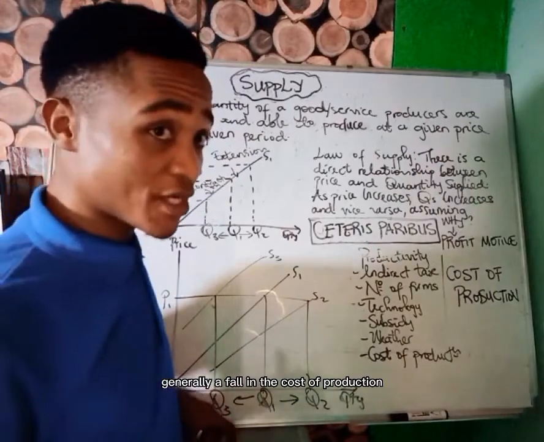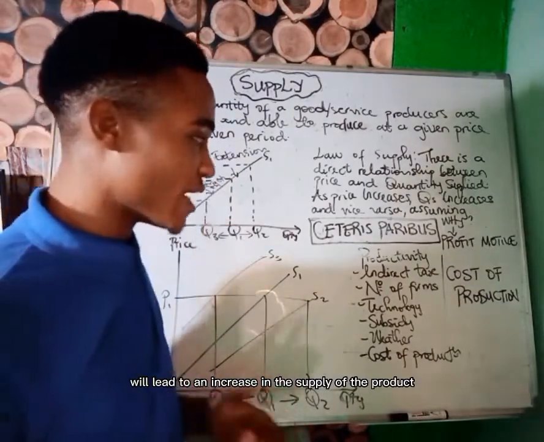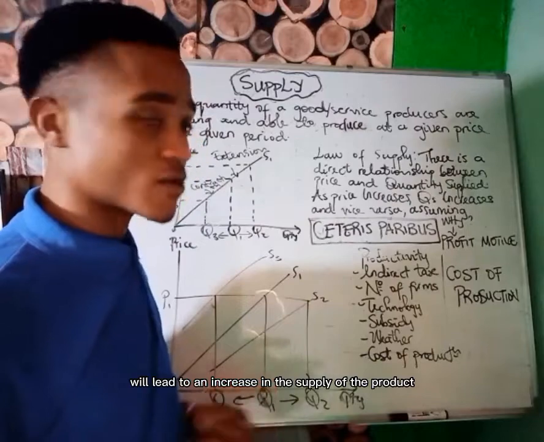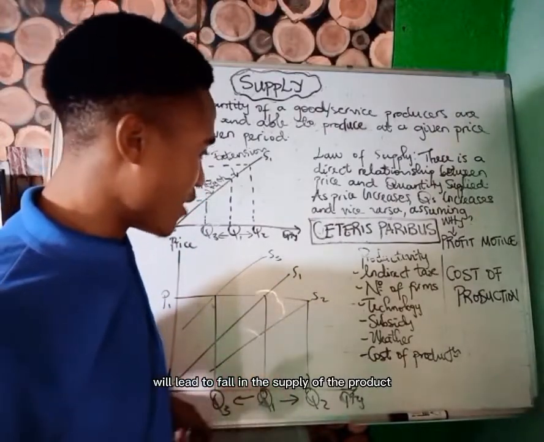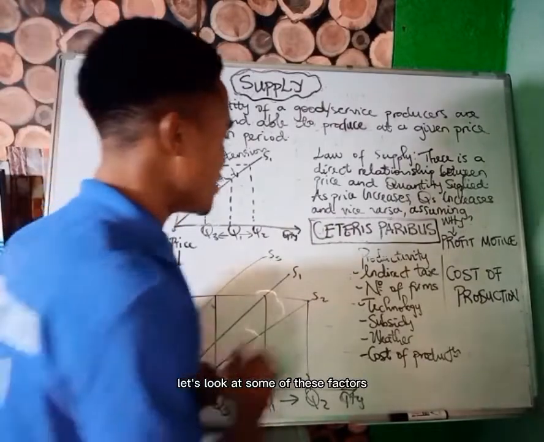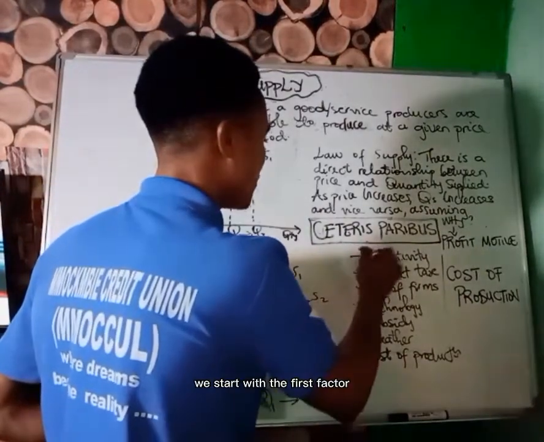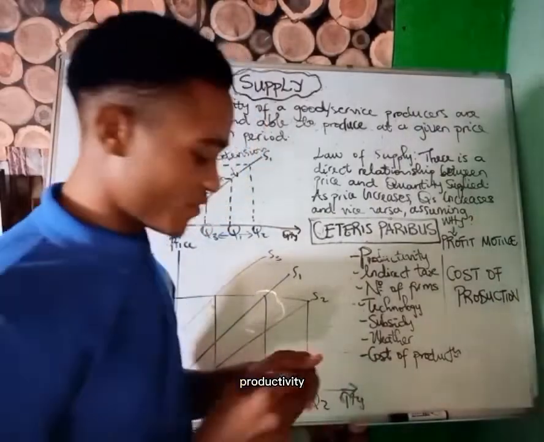Generally, a fall in the cost of production will lead to an increase in the supply of a product, and an increase in the cost of production will lead to a fall in the supply of a product. So let's look at some of these factors. We start with the first factor here, productivity.